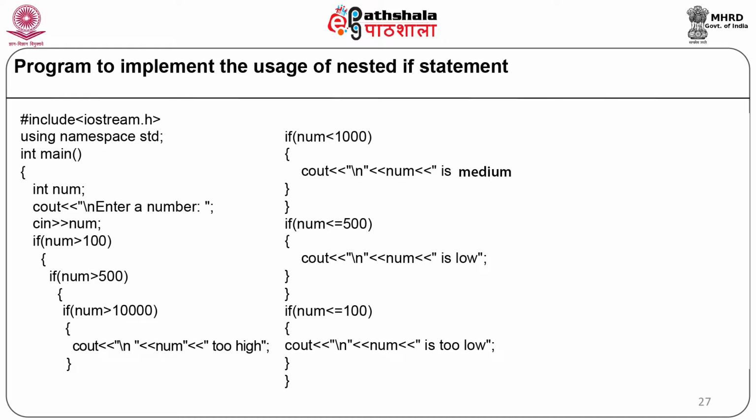Now, here what are we checking? We are checking in a nested if whether the number is greater than 100, 500 or it is greater than 10,000.